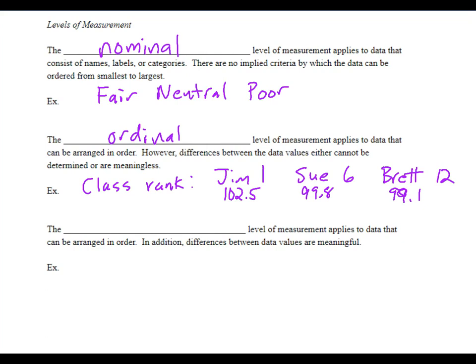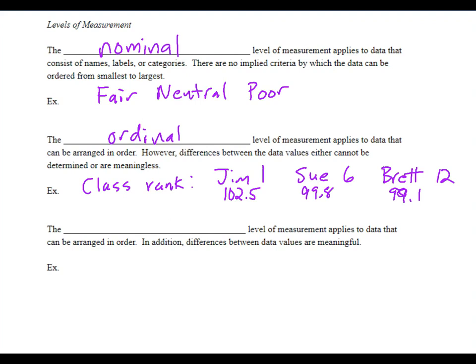Whereas Jim and Sue, the subtraction is, they're 5 away, but Jim has a bit more, not too much, but the difference between the averages has no meaning when compared to the class rank. I hope that makes sense to you.